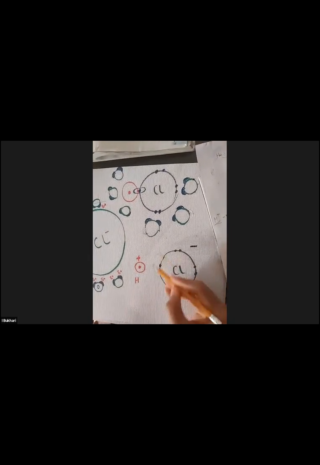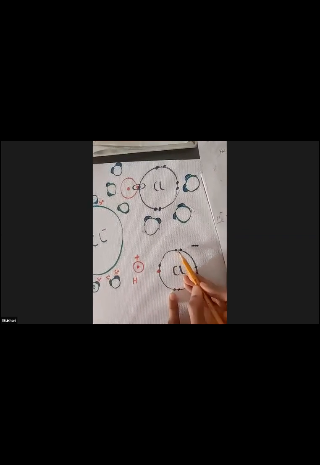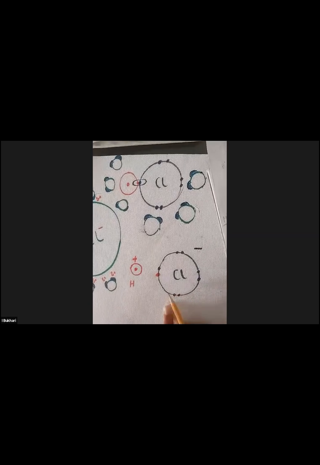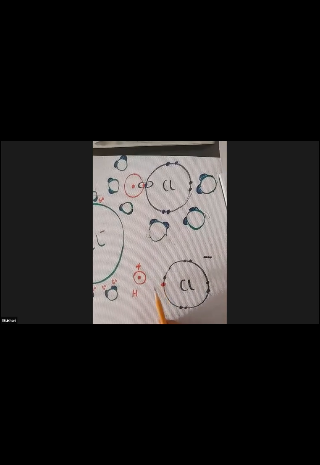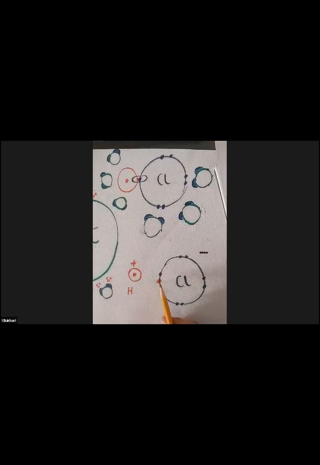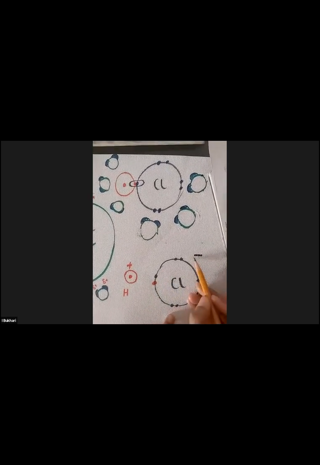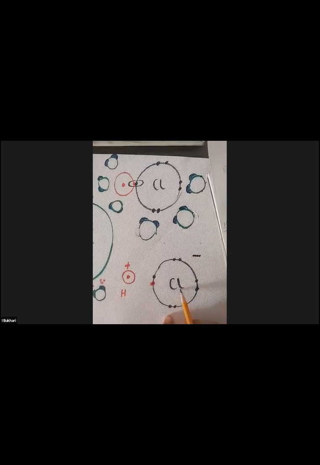So now, initially it had 7 electrons, right? 1, 2, 3, 4, 5, 6, 7. It had 7. The blue colored electrons are chlorine's own electrons. That's why it is in the 7th group, because it has 7 electrons in its outermost shell. But now it gained 1 more electron from the hydrogen atom. So that gave it an extra negative charge, made it chloride.